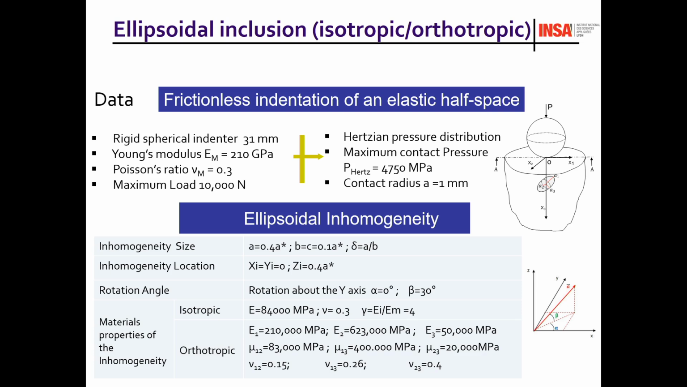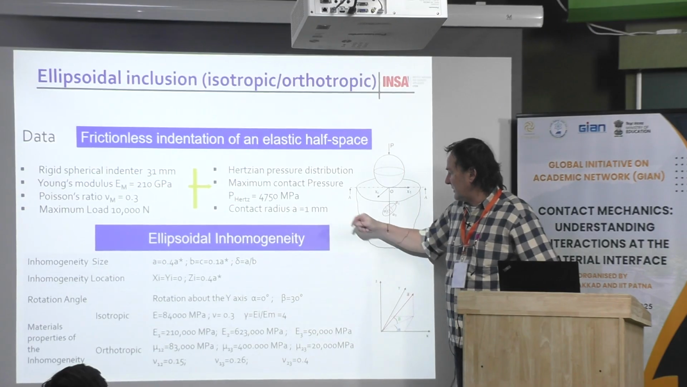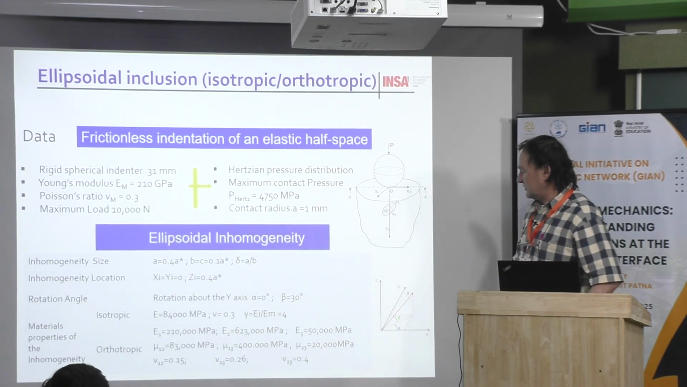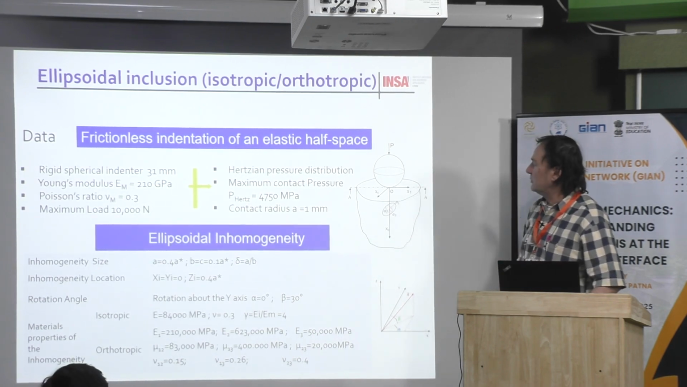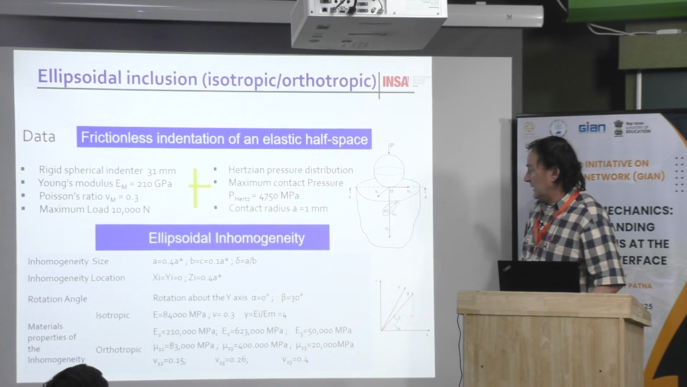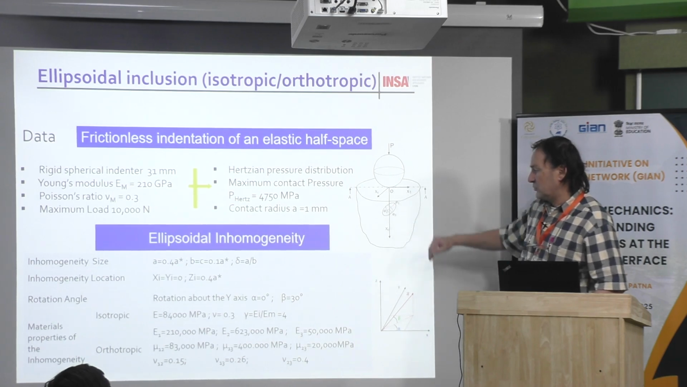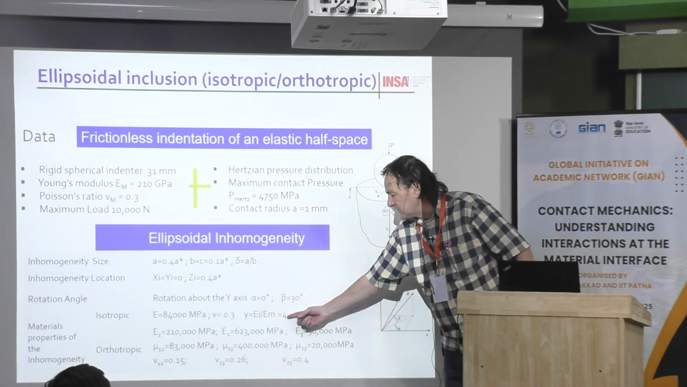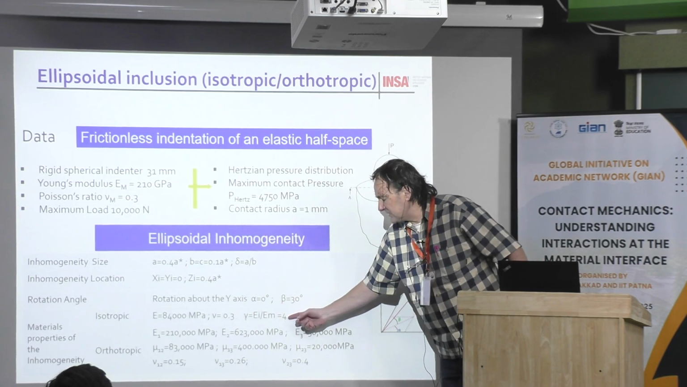Then this time, about the same type of simulation, the same contact pressure, the same contact radius, which is 1 millimeter, but the dimension doesn't have an effect because we are using dimensionless parameters. And then here we consider the classical type of inclusion, which is 4 times stiffer than the matrix.